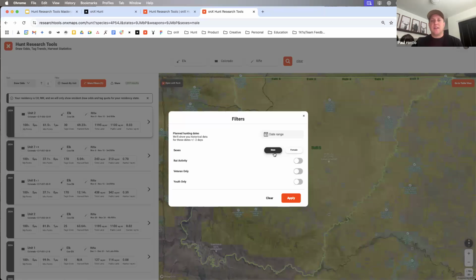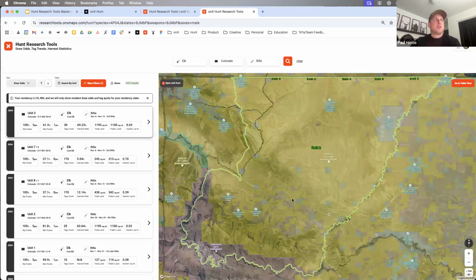When I click male, this is going to give me results for bull tags or either sex tags. If I click female, it would be female tags or either sex tags as well. But I want to look at male. We've got a couple other filters here, if you want to look at rut activity, hunting during the rut, veteran only tags, youth only tags. But for now, I'm going to look at male and see how much that whittles down the search results.